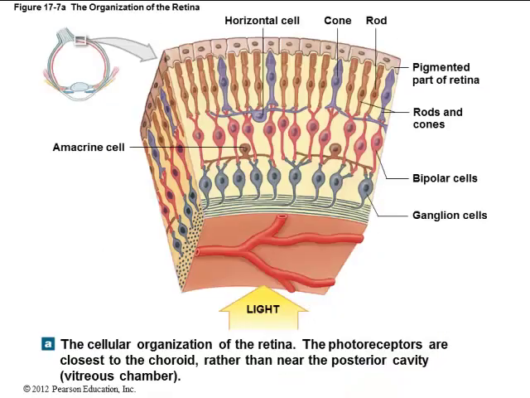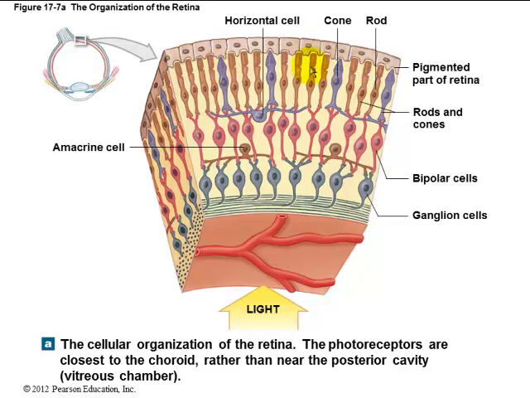Here in this view, we're looking at the layers of the retina. Get oriented by imagining light passing through the cornea, the lens, and striking the retina. So as light strikes the retina, it has to pass through all the layers of the retina to get to the rods and cones. Rods and cones are embedded in that pigmented part of the retina. Here's the pigmented epithelial layer of the retina, and here are the cones and the rods.